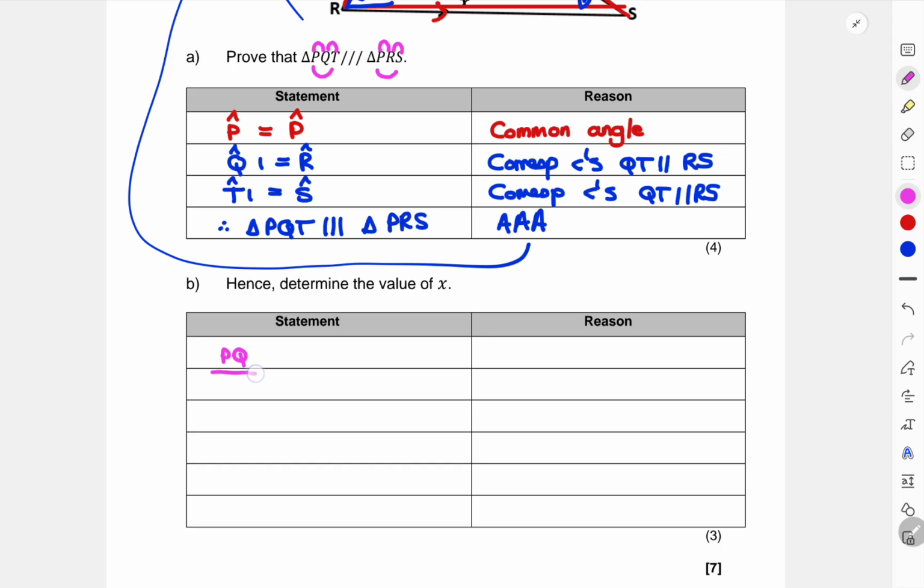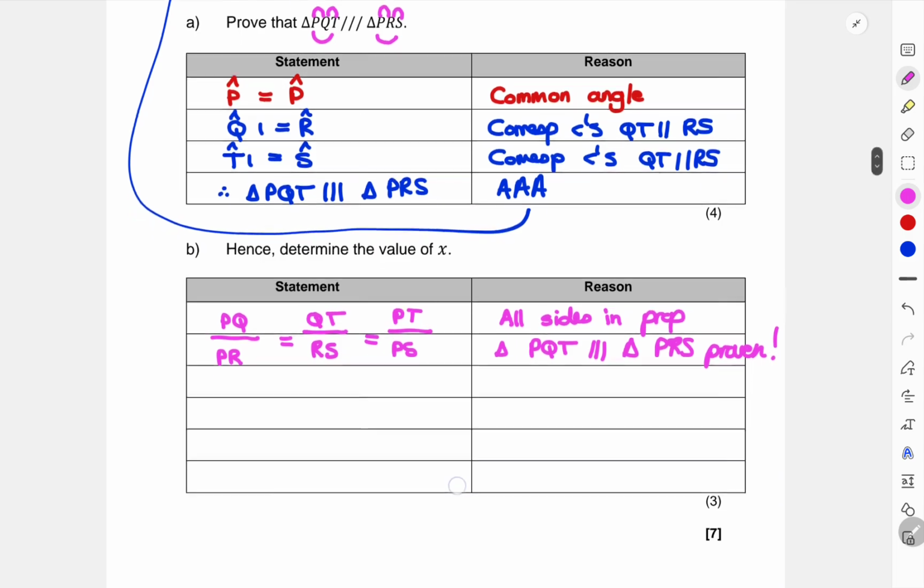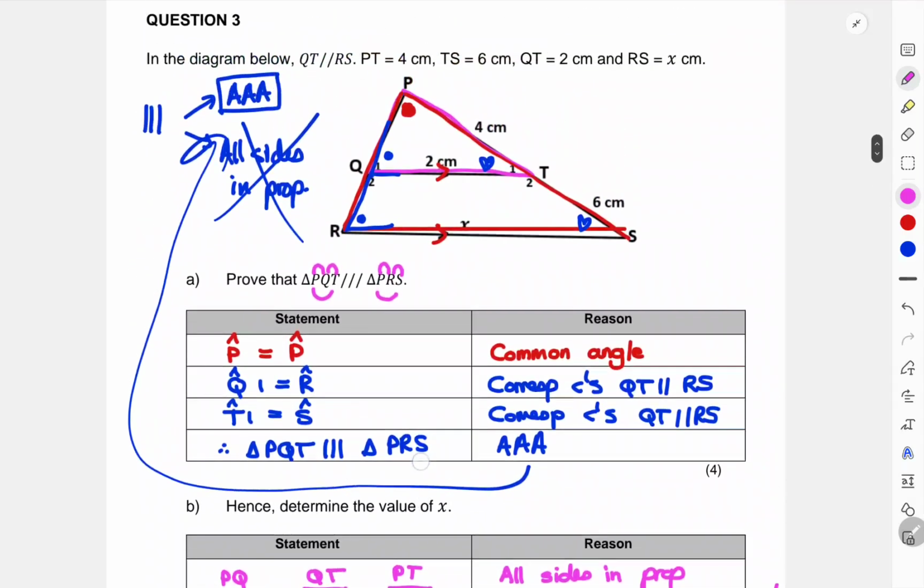So PQ over PR is equal to QT over RS is equal to PT over PS. And that is because all sides are in proportion, because triangle PQT is similar to triangle PRS, and that was proven. Okay, and now you can go and replace your PQ.